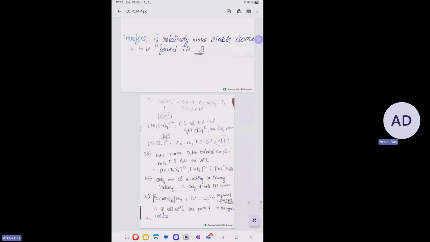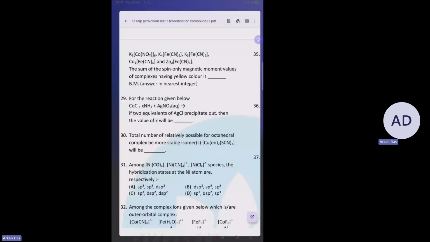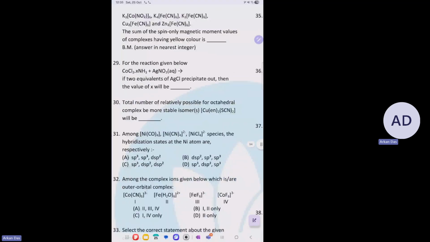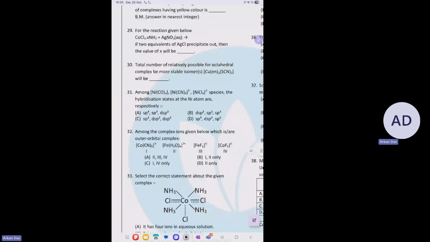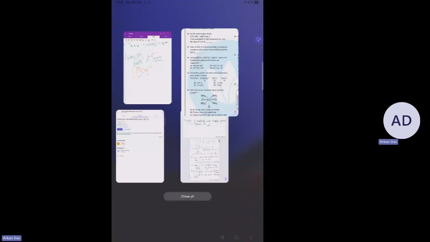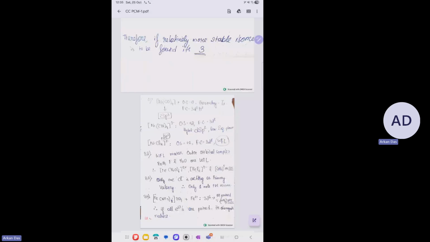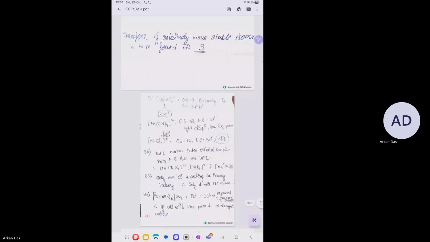31. Among the following species, the hybridization states are. We just need to see the compounds and draw them according to our valence bond theory. We need to draw out what will be their hybridizations. It will be found that the hybridization of Ni(CO)4 is sp3, [Ni(CN)4]2- is dsp2, and [NiCl4]2- is sp3 again, because Cl is a weak field ligand.